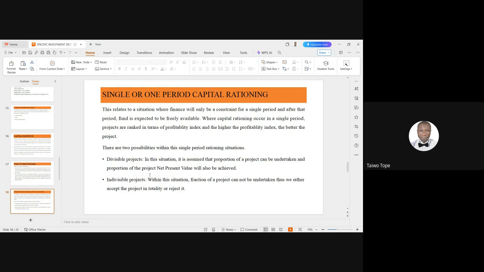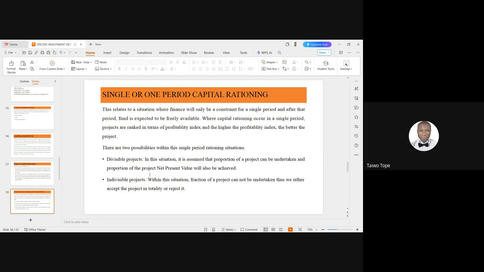We can have a case of divisible projects. In this situation, it is assumed that a proportion of a project can be undertaken and a proportion of the project's net present value will also be achieved. So in this case, it means projects are divisible, we can undertake fractions of projects. So where projects are divisible, we assume a project can be partly undertaken.